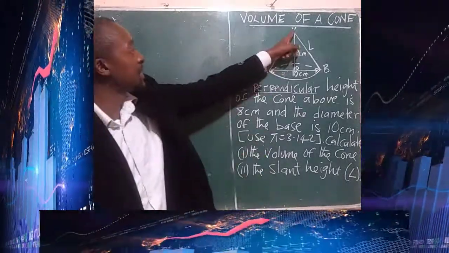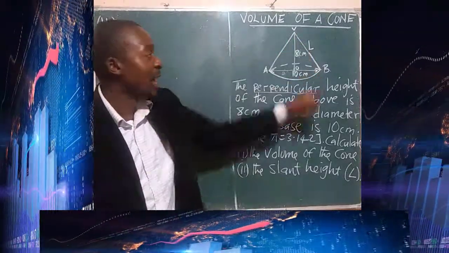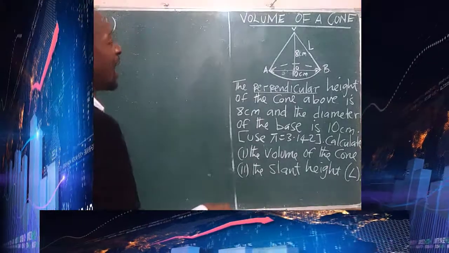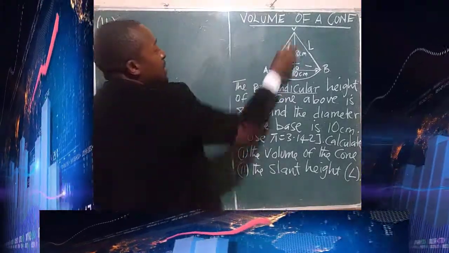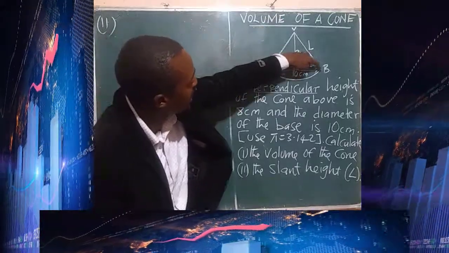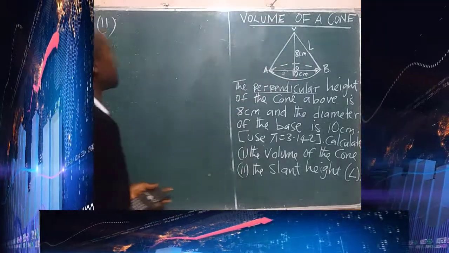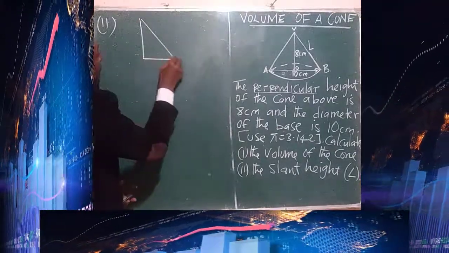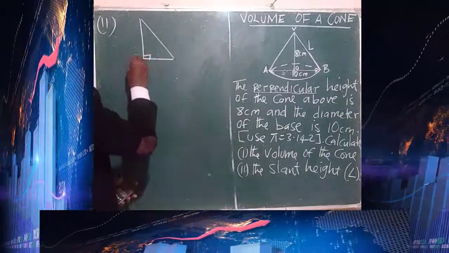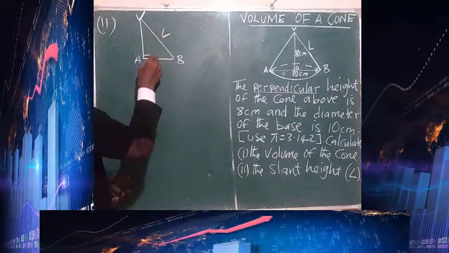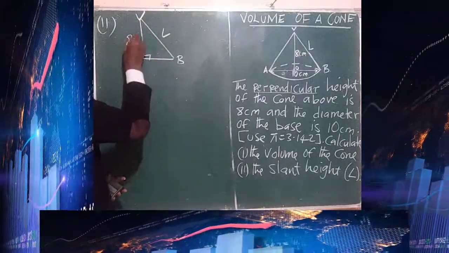Question 2. In question 2, the question says calculate the slant height of the cone. The slant height is this part here, L. What we do is we create a right angle triangle. From V down to O, the center there, then to B and back up to V. And then we are going to have this right angle triangle here. We have A here, we have B, and we have V there. L is there, and this height here is 8 centimeters.